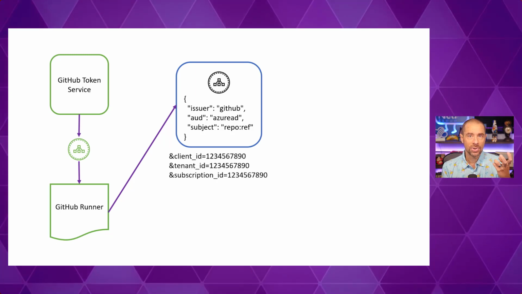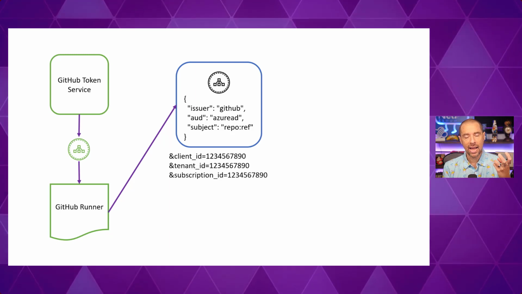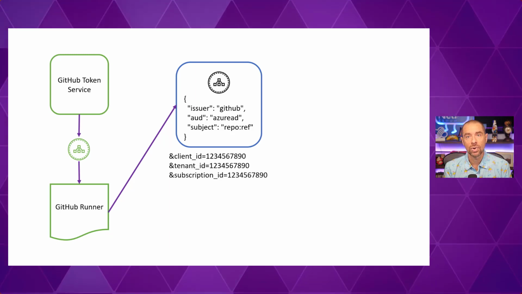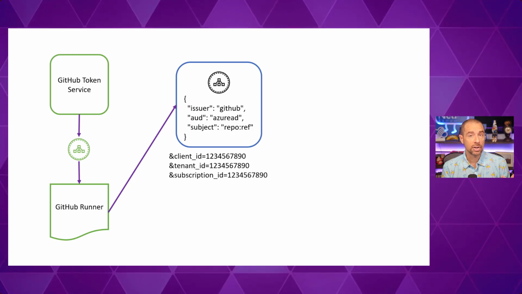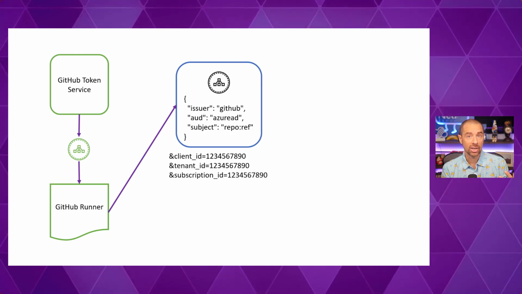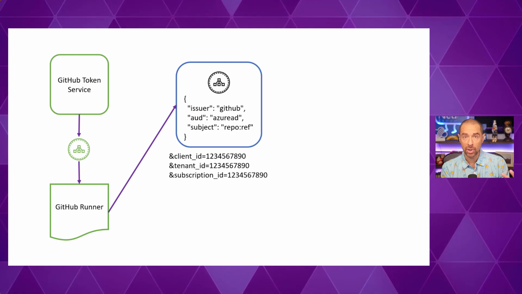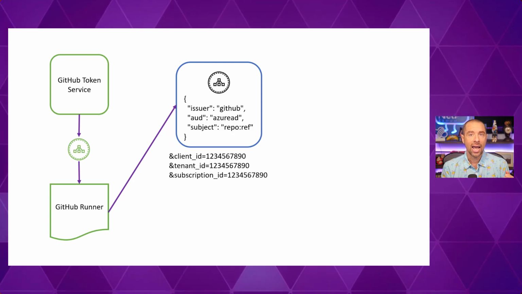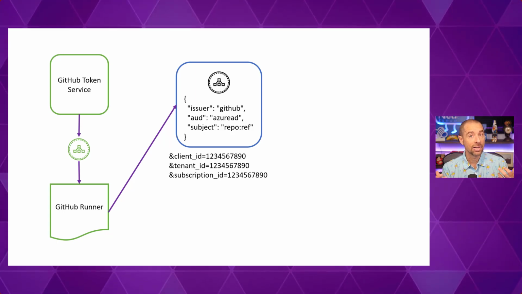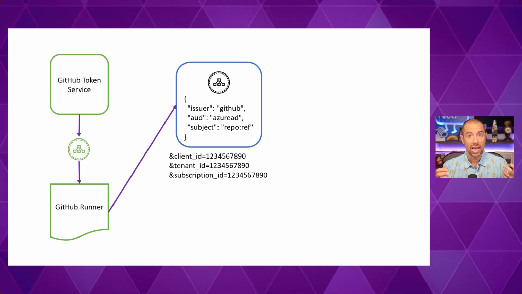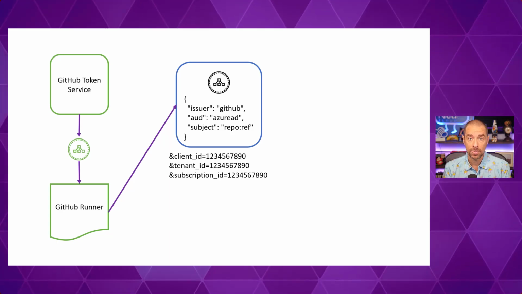The runner is going to take that token and send that token to Azure Active Directory along with a service principal set of information. That's going to be the tenant ID for Azure AD and the service principal object ID. And it's going to request an Azure Active Directory token it can use to do things in an Azure subscription.